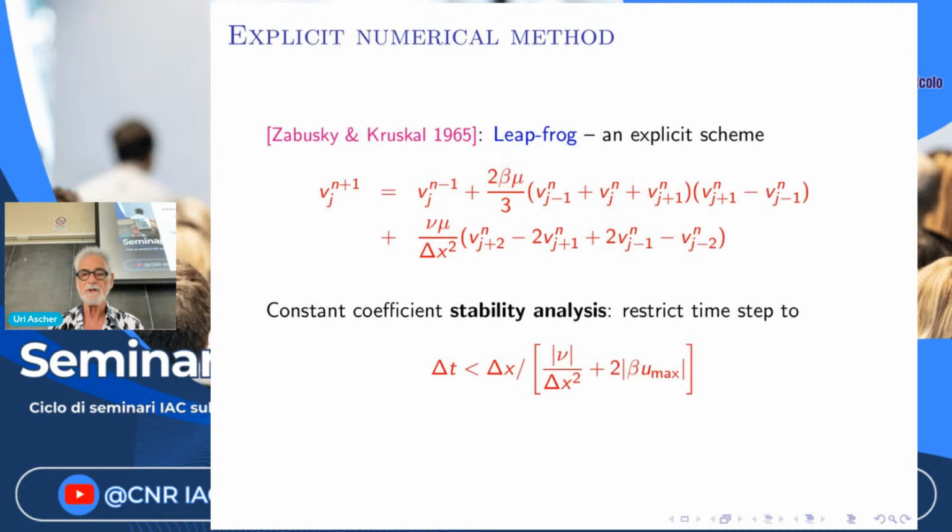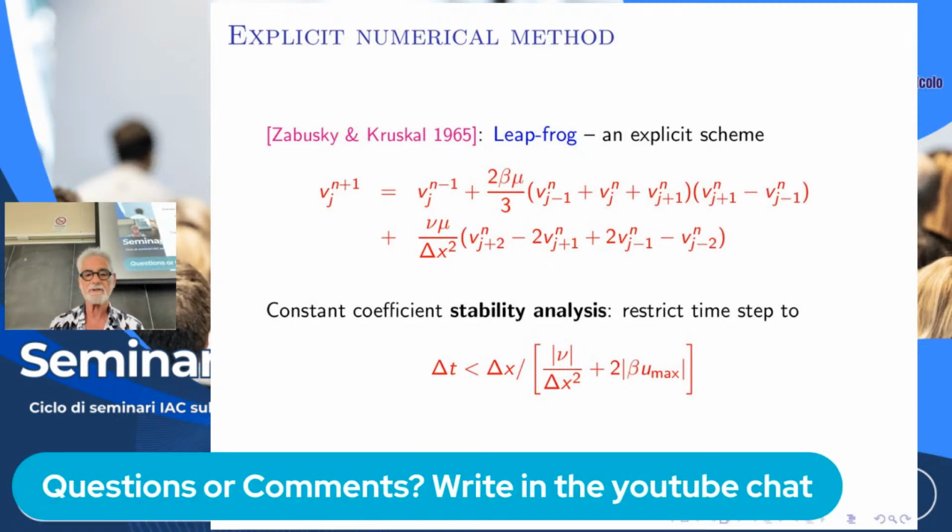It says that if you take this u to be constant, a maximum value of the constant, then the time step should be less than this expression in the spatial step, and then it's stable. Okay, that's the condition for stability.